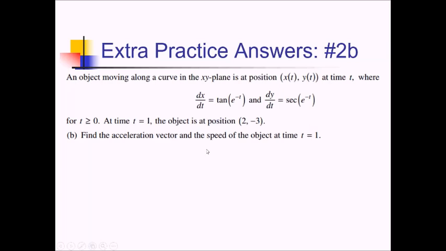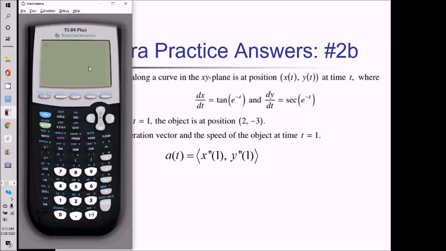For this part, I want the acceleration vector and speed of the object at time 1. So for the acceleration vector, I need x double prime of 1 comma y double prime of 1. Now the good news is I've already got x prime and y prime defined up here, so I can just take the derivatives of each of those at 1 on the calculator without showing any further work. Let me go ahead and do that.